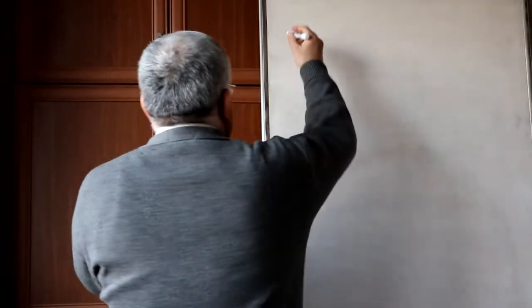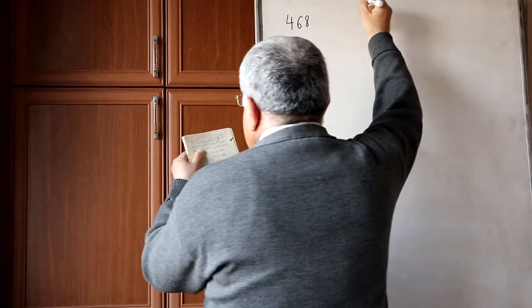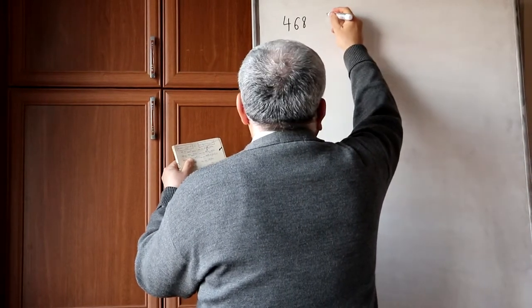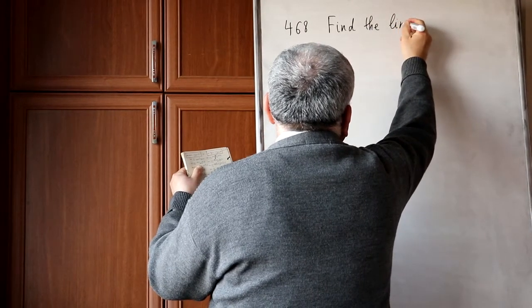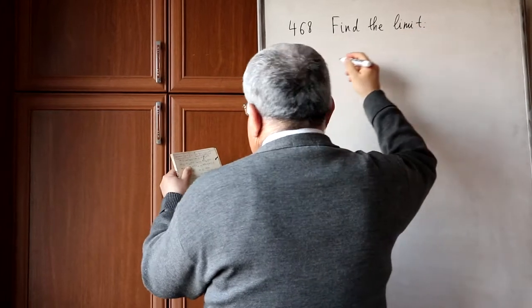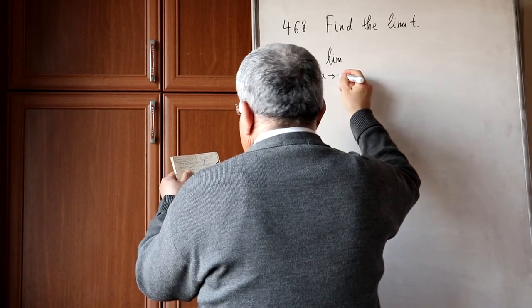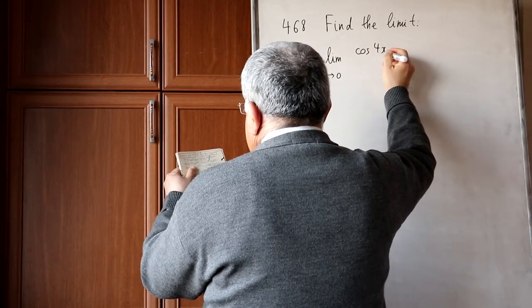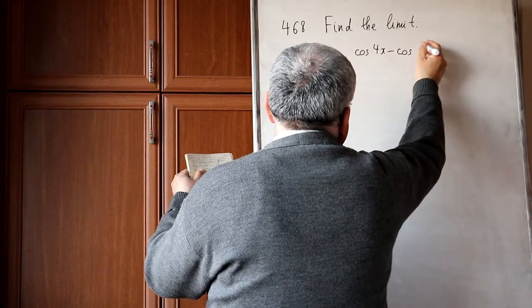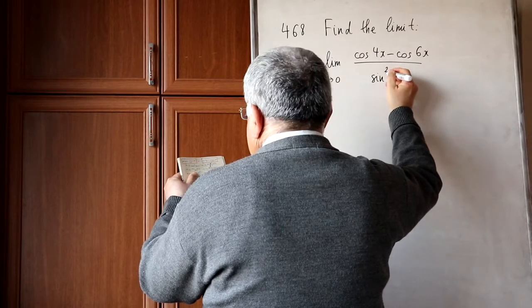Consider example number 468. Find the limit, when x tends to 0, of cosine 4x minus cosine 6x over sine squared 5x.